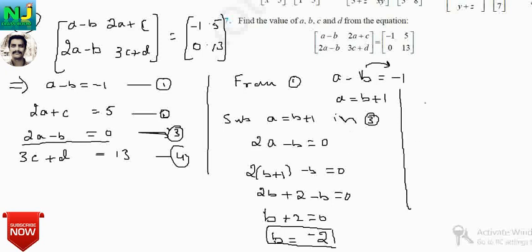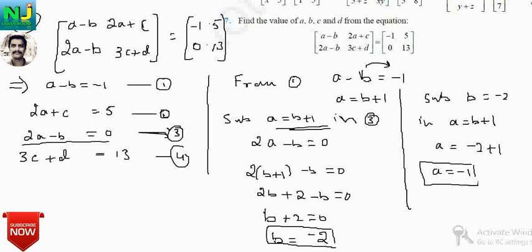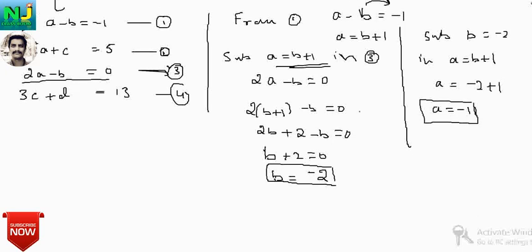Now substitute b is equal to minus 2 in the substitution we already made, a is equal to b plus 1. Correct? So a is equal to b, b is equal to minus 2 plus 1. So what happened? Minus 2 plus 1 is equal to minus 1. So now we get a value of minus 1. The a value and b value have come. Very easy to find c and d value.